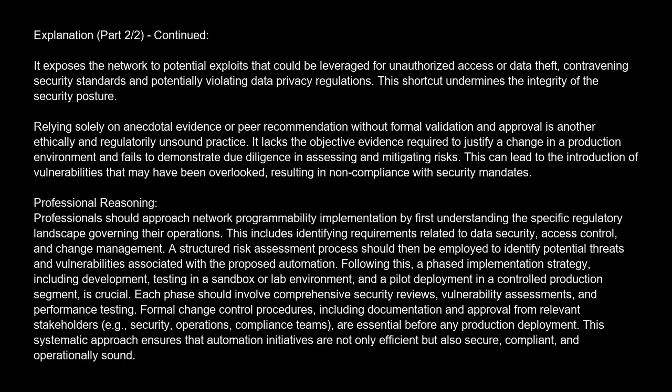testing in a sandbox or lab environment, and a pilot deployment in a controlled production segment is crucial. Each phase should involve comprehensive security reviews, vulnerability assessments, and performance testing. Formal change control procedures, including documentation and approval from relevant stakeholders, e.g., security, operations, compliance teams, are essential before any production deployment. This systematic approach ensures that automation initiatives are not only efficient but also secure, compliant, and operationally sound.